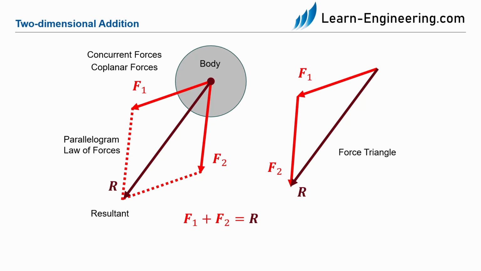For this, we use the parallelogram of forces. Here we create a parallelogram with the two forces. The diagonal then represents the resulting force R. Another possibility is the force triangle. Here the force F1 is drawn. The force F2 is attached to its end. The line from the origin of F1 to the end of F2 now represents the resultant R.